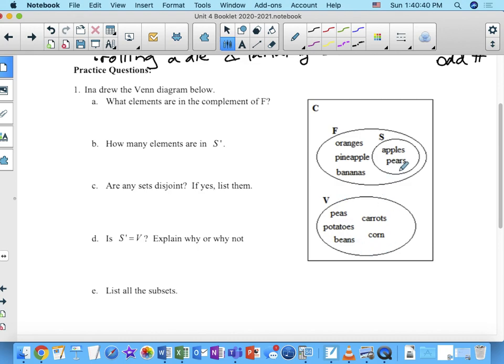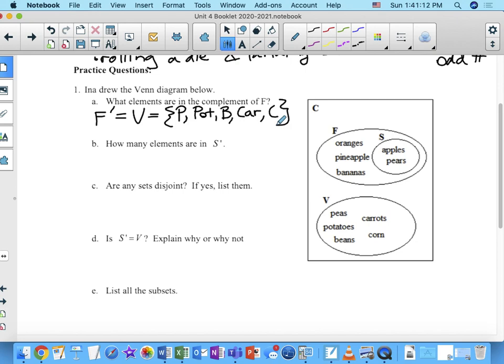What elements are in the complement of F? So F complement is everything that's not in F. That would be everything that's in V. So in this case, F complement actually equals V, which is peas, potatoes. I'm being lazy and just listing beans, I'm using the first letter, carrots, and corn.